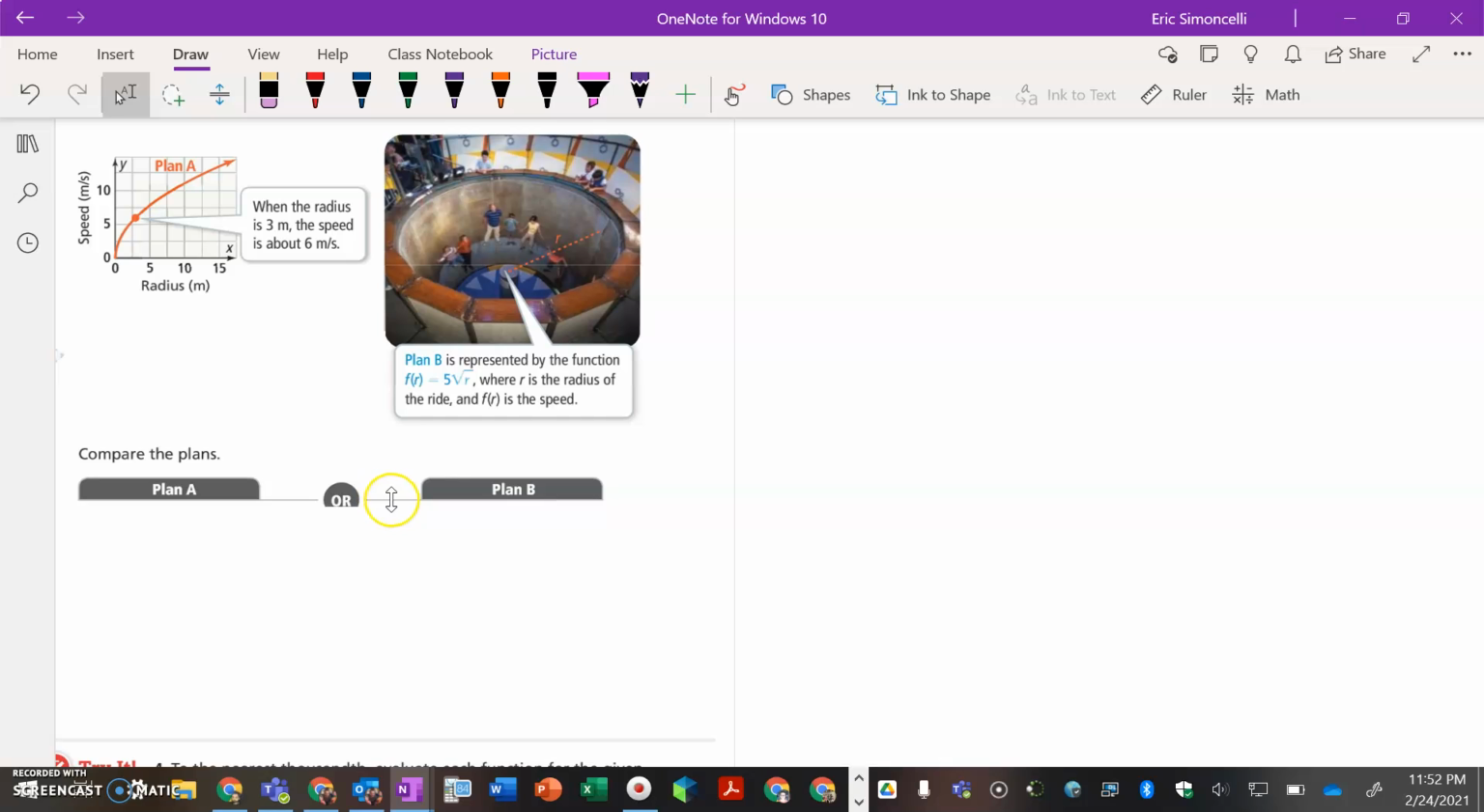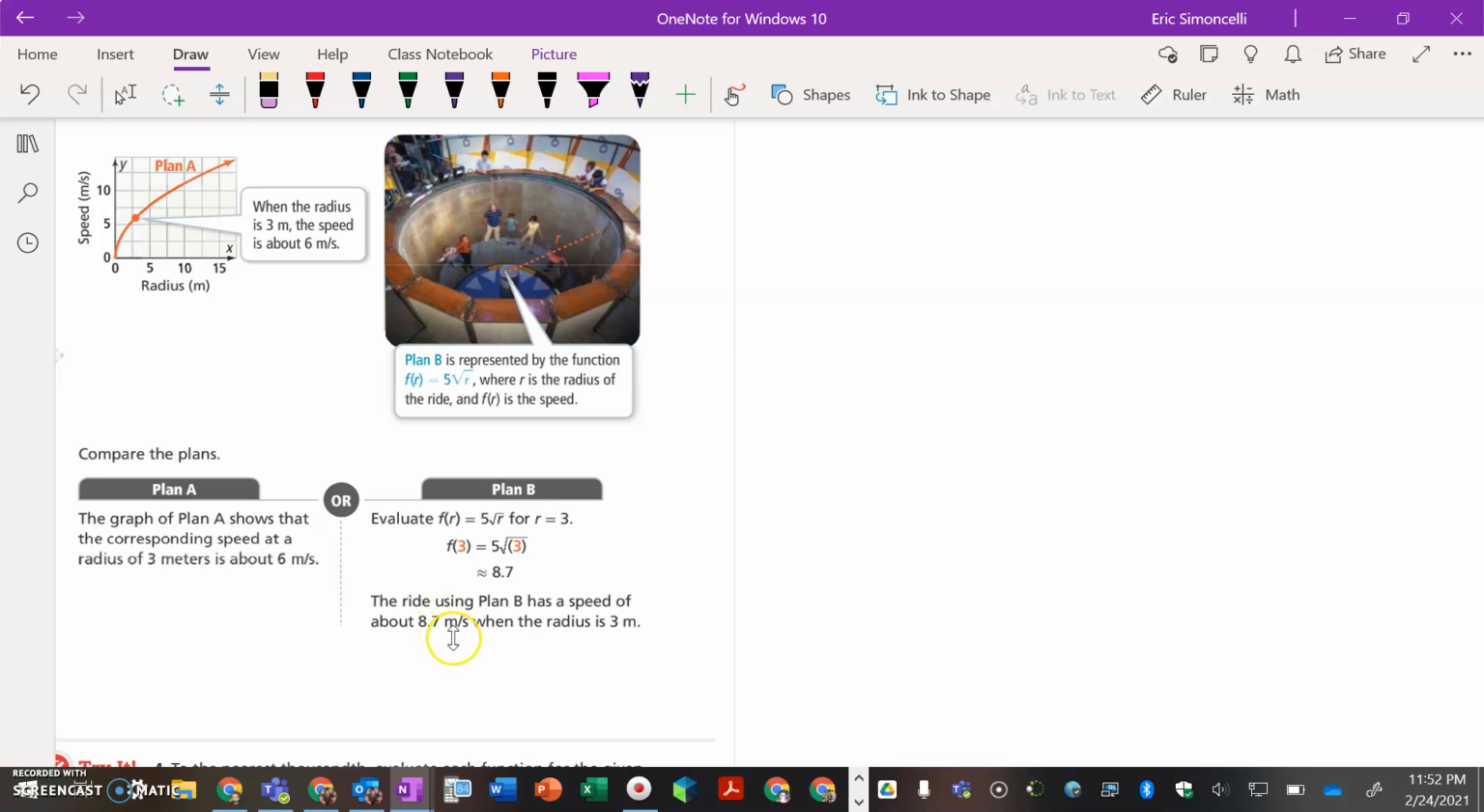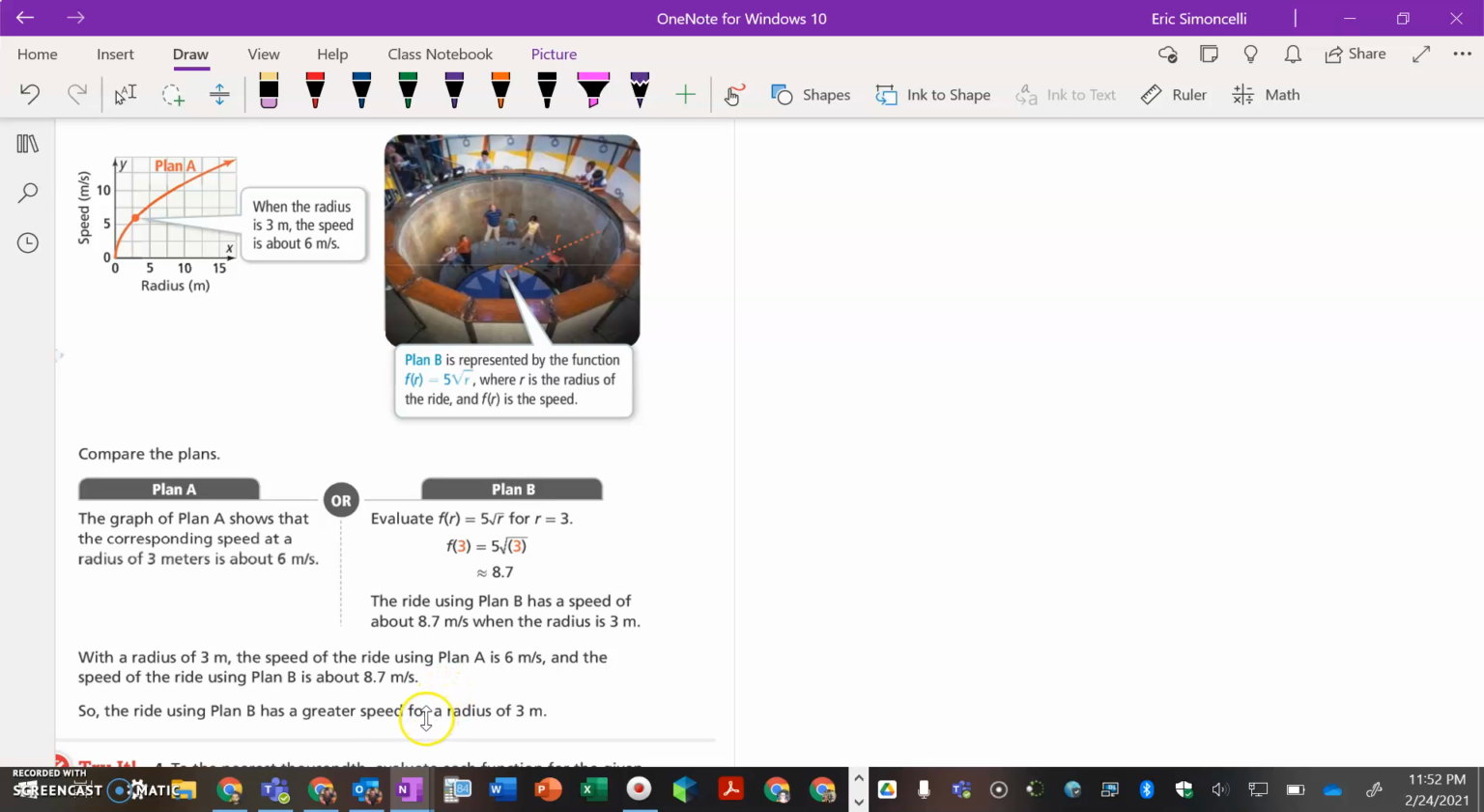Compare the plans. Plan A versus Plan B. The graph of Plan A shows that the corresponding speed at a radius of 3 meters is about 6. And if you plug in 3 into the function, again, 5 times root r, r being 3, so 5 times the square root of 3 being 8.7. The ride using Plan B has a speed of about 8.7 when the radius is 3. So with that radius, the speed of the ride using Plan A is 6 versus 8.7. So the ride using Plan B has a greater speed for that particular radius.